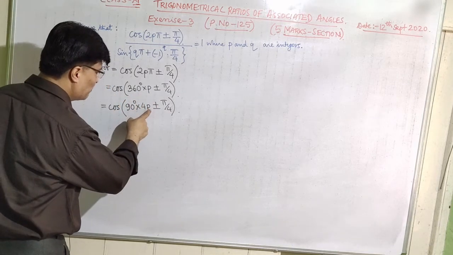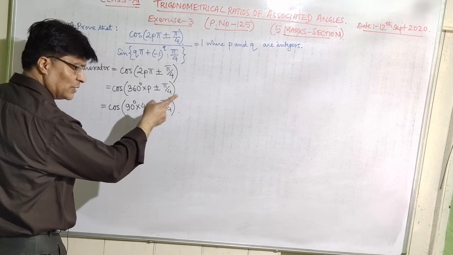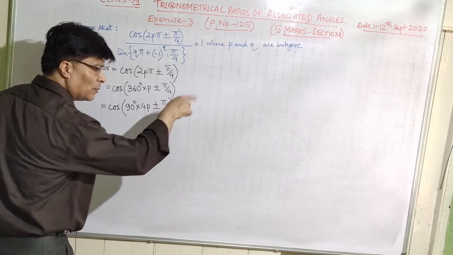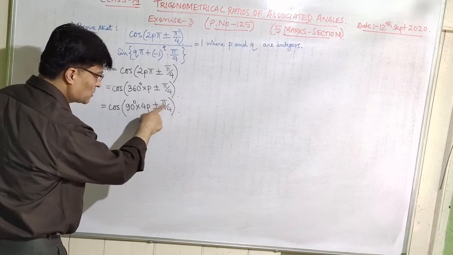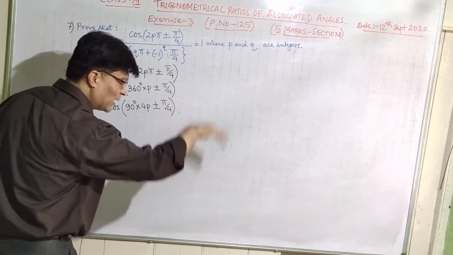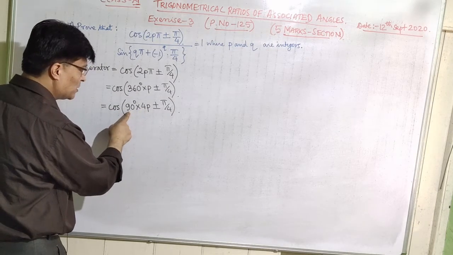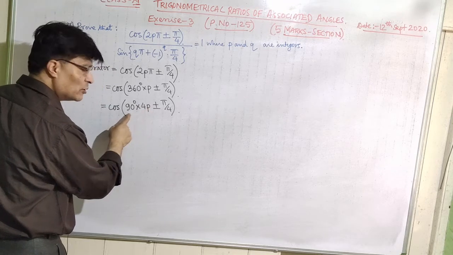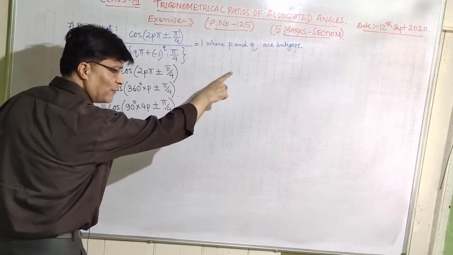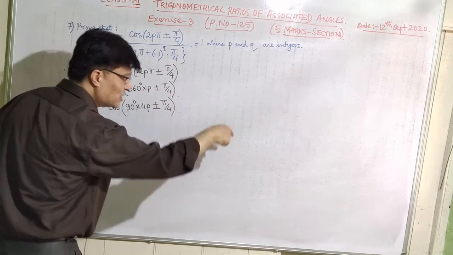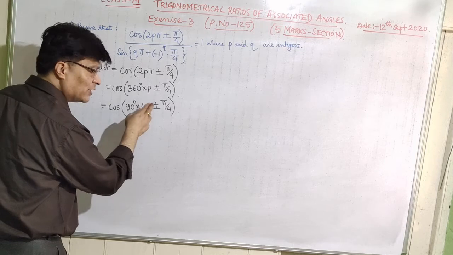So in this case, suppose p is equal to 1, 90 degree into 4 means 360 degree, plus theta lies in the first quadrant and minus theta lies in the fourth quadrant. Plus pi by 4 lies in the first quadrant and minus pi by 4 lies in the fourth quadrant. If we put p is equal to 2, it will be 360 into 2, that is 1 round, 2 round. Plus pi by 4 lies in the first quadrant, minus pi by 4 lies in the fourth quadrant. Similarly, if we put p is equal to 3, this will be 360 degree into 3.